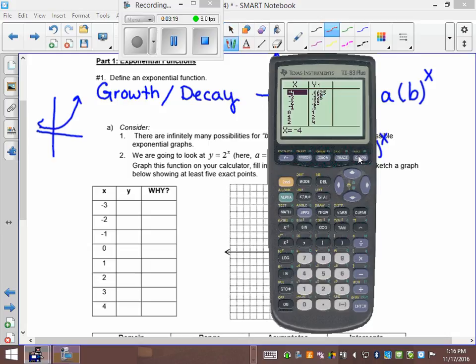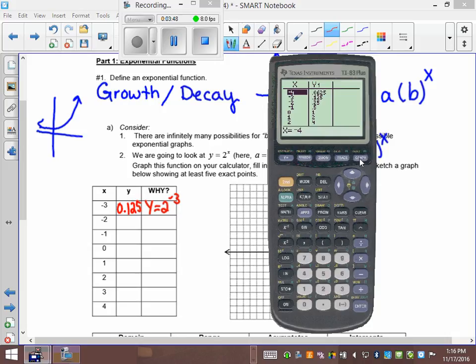So at -3, we have 0.125. How did they get that answer? You're literally just filling in the x value into the equation, right? So y equals 2 to the x, so y would equal 2 to the -3. 2 to the power of -3 is 0.125. Your calculator just does that all for you instead of you having to do every single one separately.